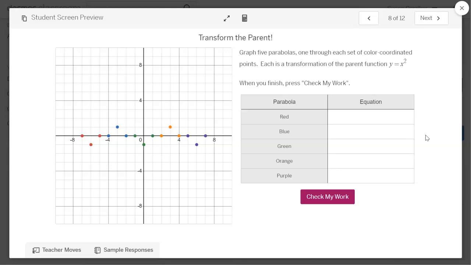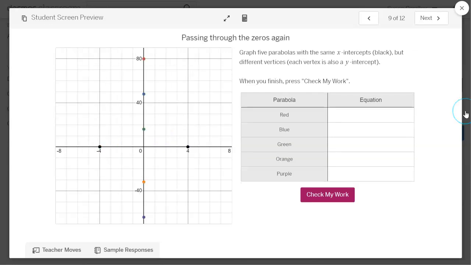Some of these are opening up and some of these are opening down. So let's see if we can remember how to make them open down. And then here it says graph 5 parabolas that have the same x-intercept. So all of them have to go through -4 and 4, but they have different vertices.